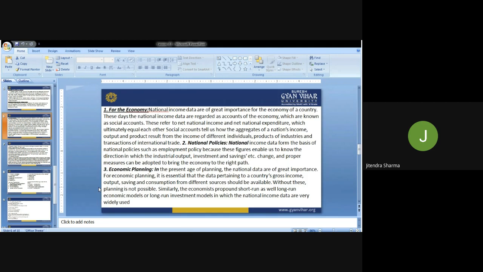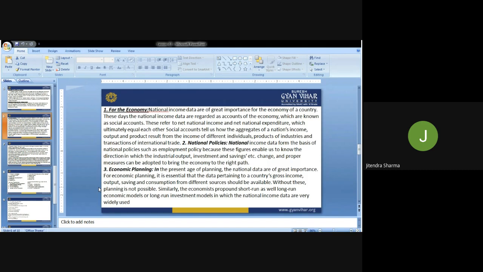Because of this, if we have all these national income figures in our hand, then we can draw the national policy, national employment policy, national trade policy. There are several other policies that can be easily formed, and they can be implemented for the further development and growth of the society as a whole, as a country. So this national income is very important to decide the path of the national policies.